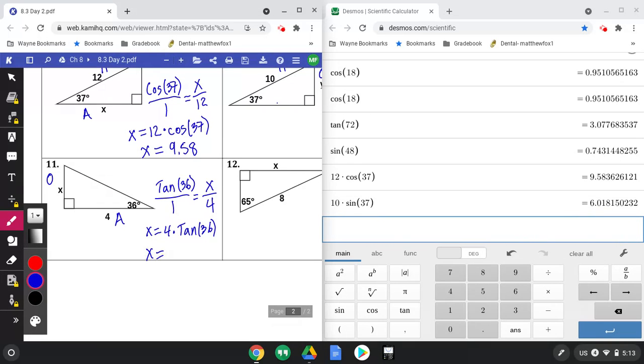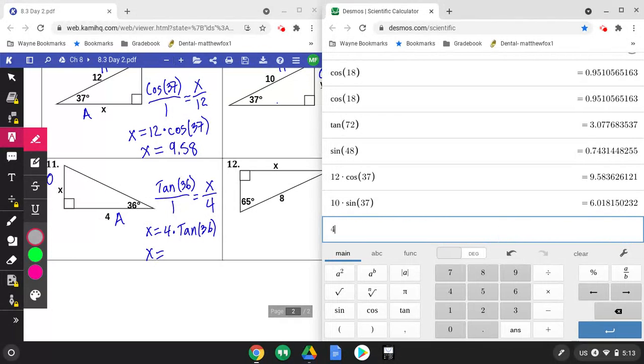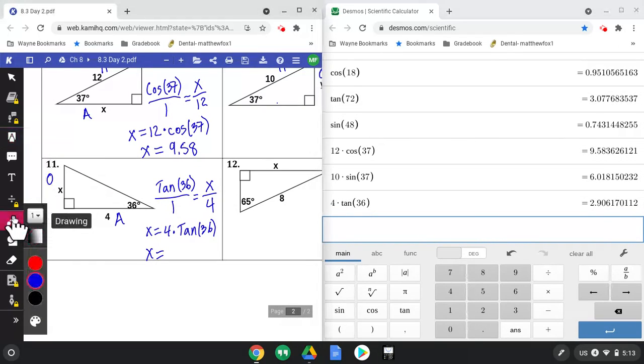And we want to know what x equals. So we come over here. Oops, I'm on the wrong one. So 4 times tangent of 36, close it, hit enter. And as you can see, we get our answer of 2.91 when we round it.